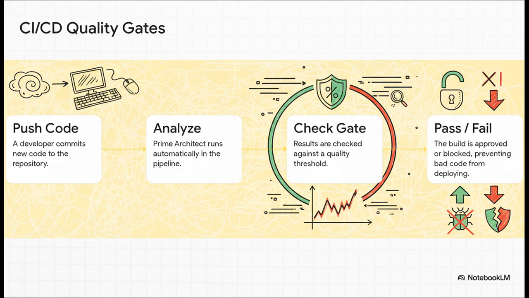Prime Architect plugs right into your CI/CD pipeline, that automated process that builds and deploys all your code. It acts like an automated bouncer, a quality gate. So a developer pushes some new code, the tool automatically runs its analysis. And if the quality score drops below a certain level you've set, bam, the build fails. That bad code gets stopped in its tracks before it ever has a chance to be deployed.